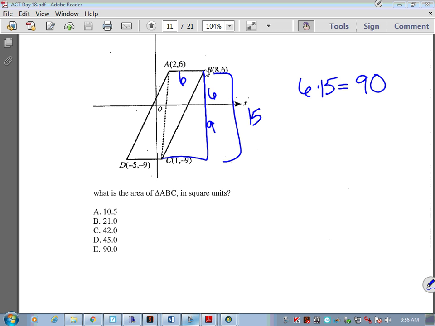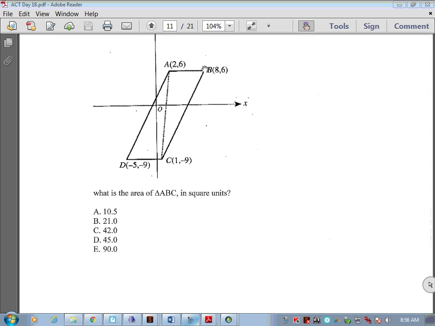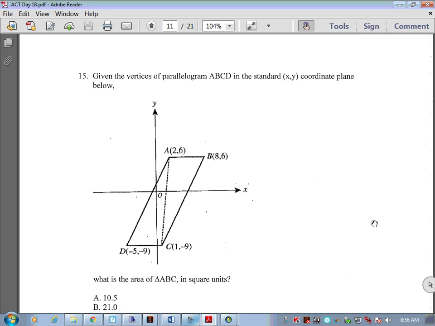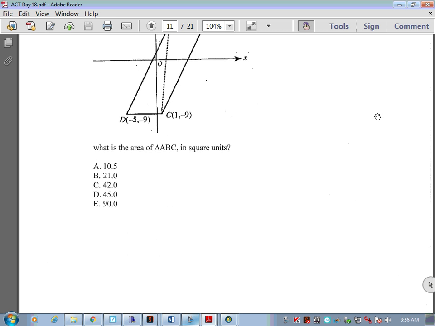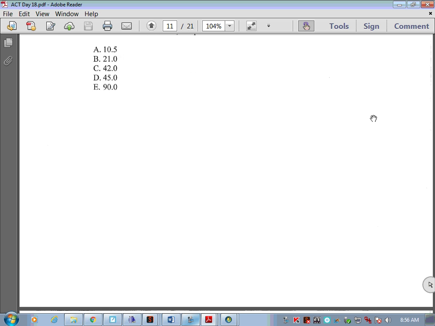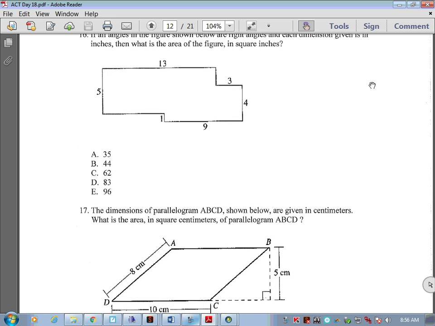And I'm wondering if they tell you that. Yeah, they do tell you it's a parallelogram, so I don't have to find slope to figure that out. They tell me that, so I'm just finding the lengths. But make sure you're finding altitude.